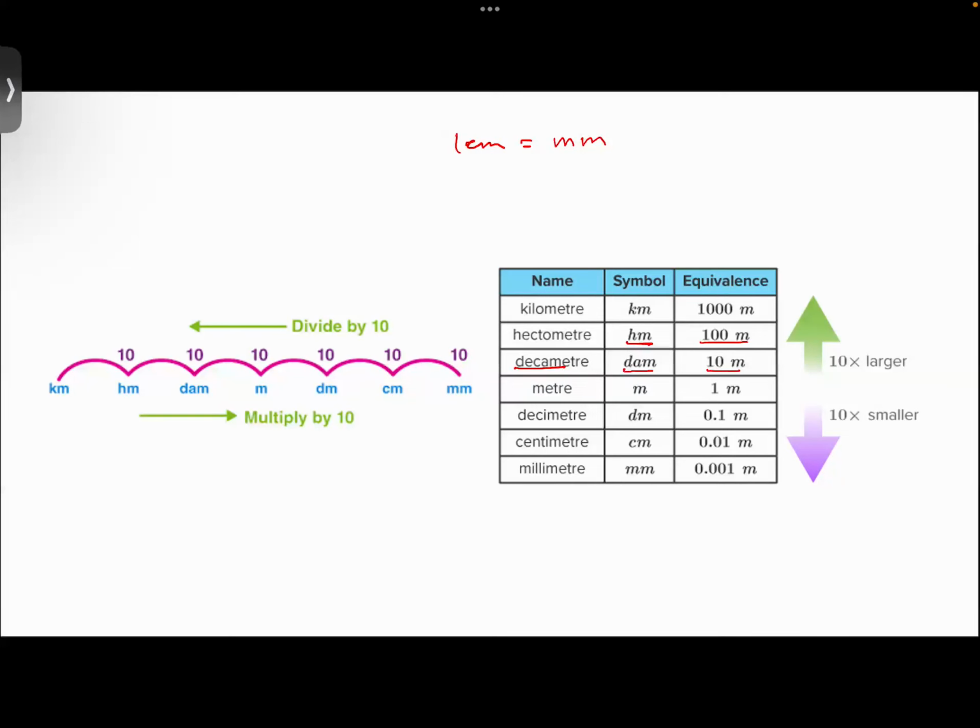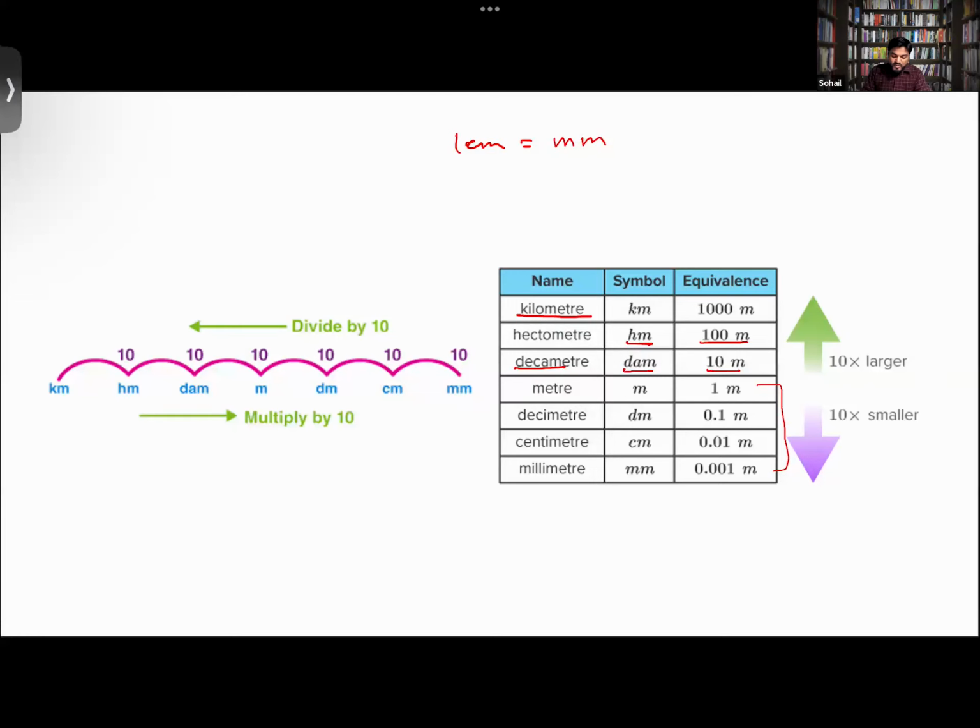For long distances, the biggest one is kilometer. When we talk about larger distances, you would count hectometer and decameter in it also. To measure a small length, up to 1 meter, we would use millimeter, centimeter, and then meter. To measure larger distances, we will use decameter, hectometer, and kilometer.